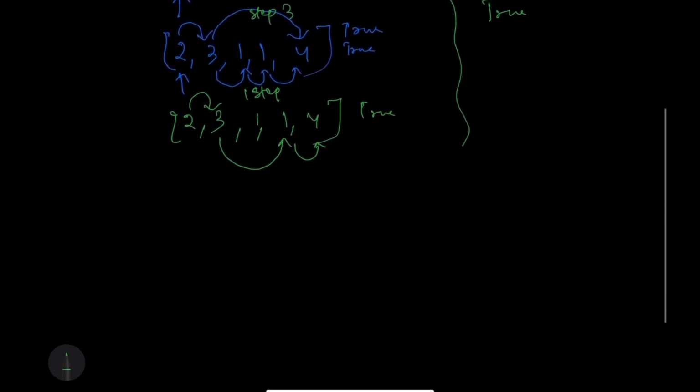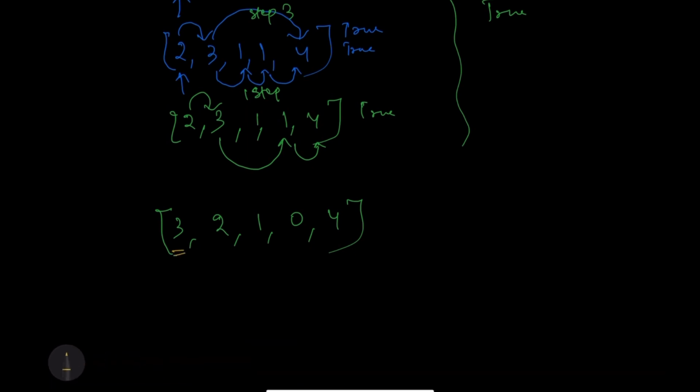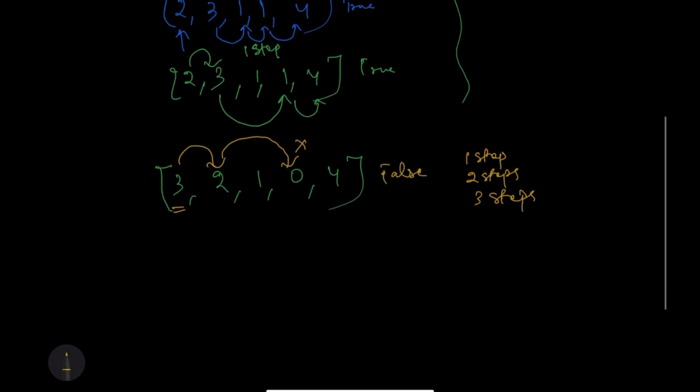Let's see that. We have got 3, 2, 1, 0 and 4. As we are told, from 3 we can move 1 step or 2 steps or 3 steps. So let's see all of them. If I move 1 step, I'll go to 2. In 2 I go to the 0. So it is a dead end because 0 does not move anywhere. So we will return false.